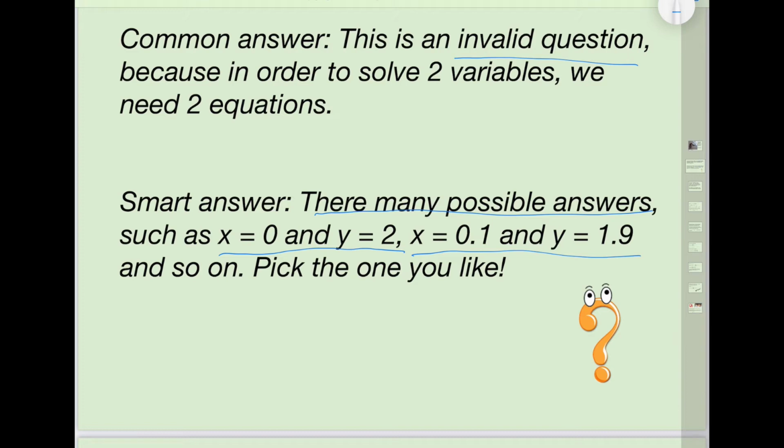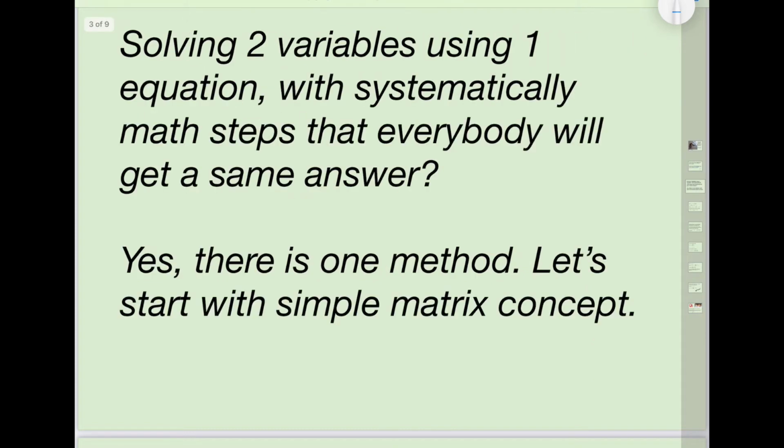However, both common answers are not so good, because the first answer tends to avoid the question, while the second answer tends to produce many different answers from everybody. Now, maybe we change the question. Do we have a systematic method that everybody gets the same answer? We will not need to choose any numbers that you like, and we do not need to say this is an invalid question. There is a method using a simple matrix concept.